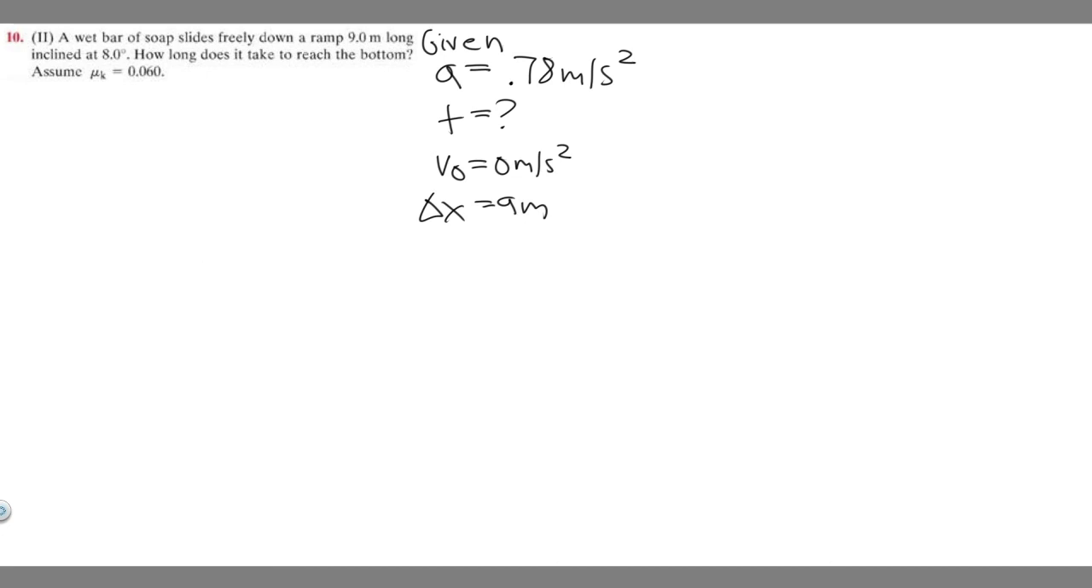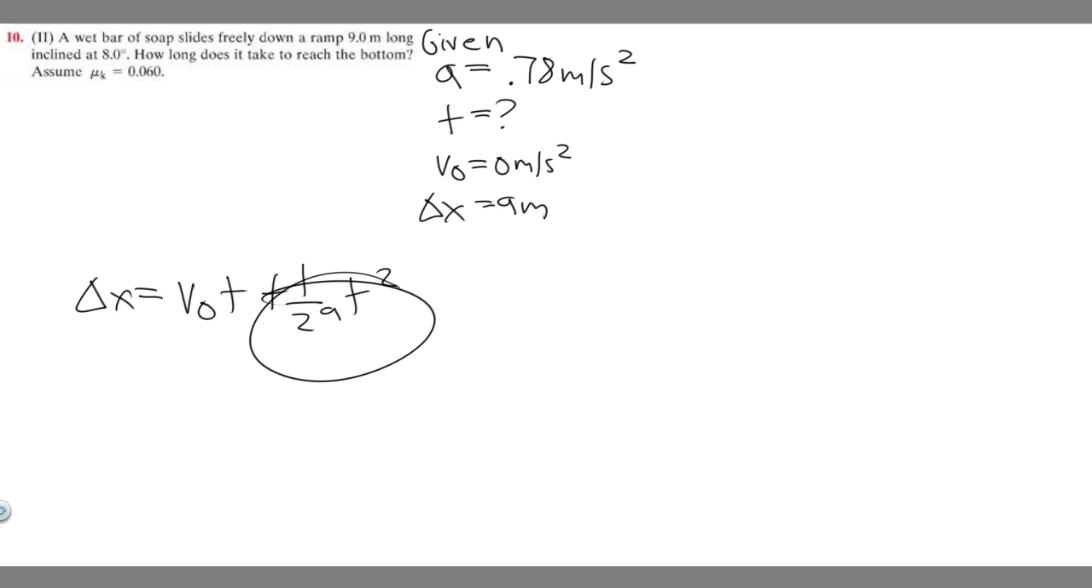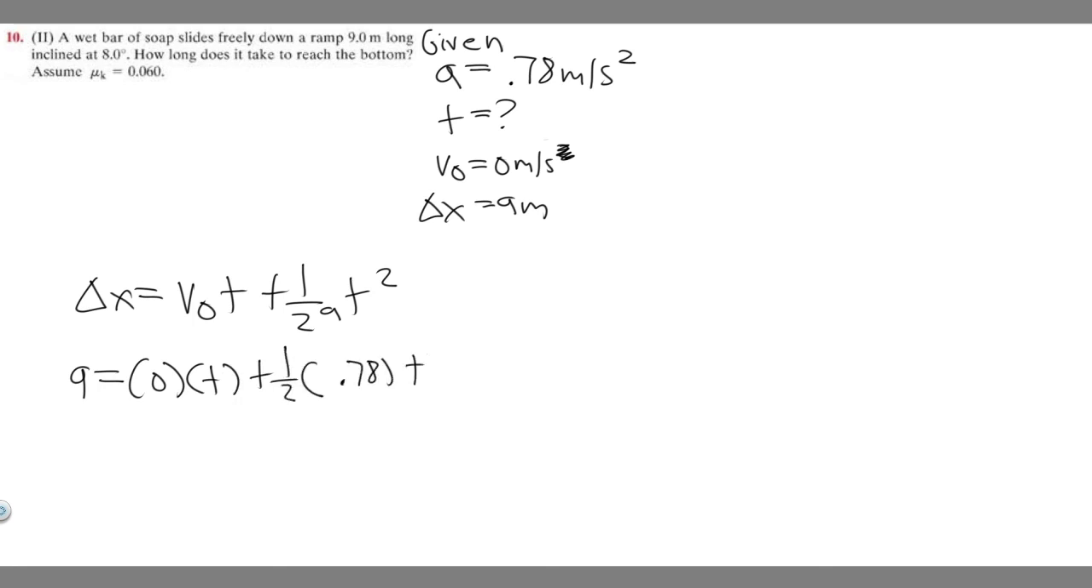So we're going to use one of the kinematic equations, which is delta x equals v sub 0 times t plus 1/2 a t squared. Hopefully by now you're pretty good at kinematics. And so all we have to do is just plug in our variables. I wrote meters per second squared here, it's just meters per second, my bad. So if we plug in 9, 9 equals v sub 0, which is 0, times t, plus 1/2 times a, which we know is 0.78, times t squared. So 0 times t is just 0, 0 plus anything, just get rid of it. So it's going to be 1/2 times 0.78 times t squared.